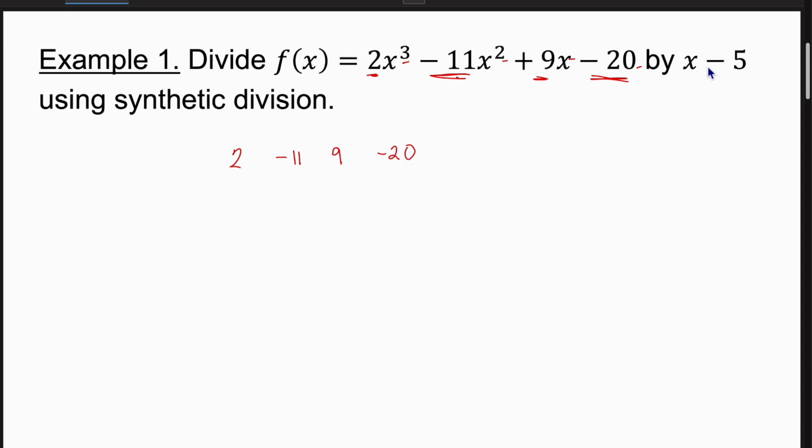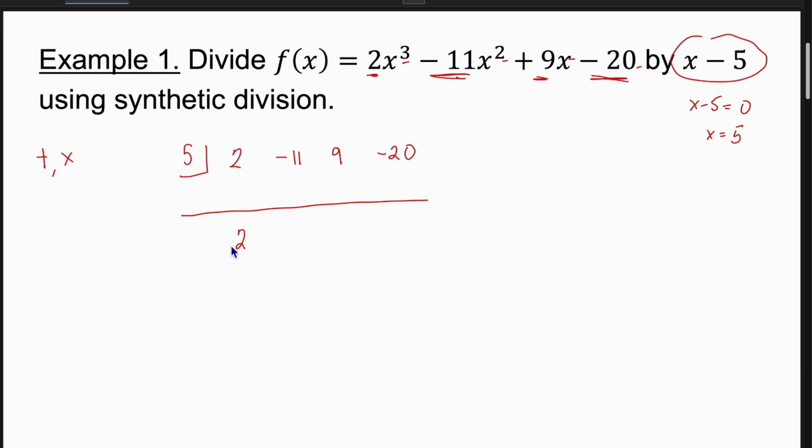Then, solve for x dito. X minus 5 equals 0. So, x equals 5. And that will be our divisor. So, divided by, okay, again, ang operation natin is plus and times. So, 2 plus 0, that is 2. 5 times 2, that is 10. So, we have negative 11 plus 10 is negative 1. Negative 1 times 5, that is negative 5. 9 plus negative 5, that is 4. And 5 times 4, that is 20.